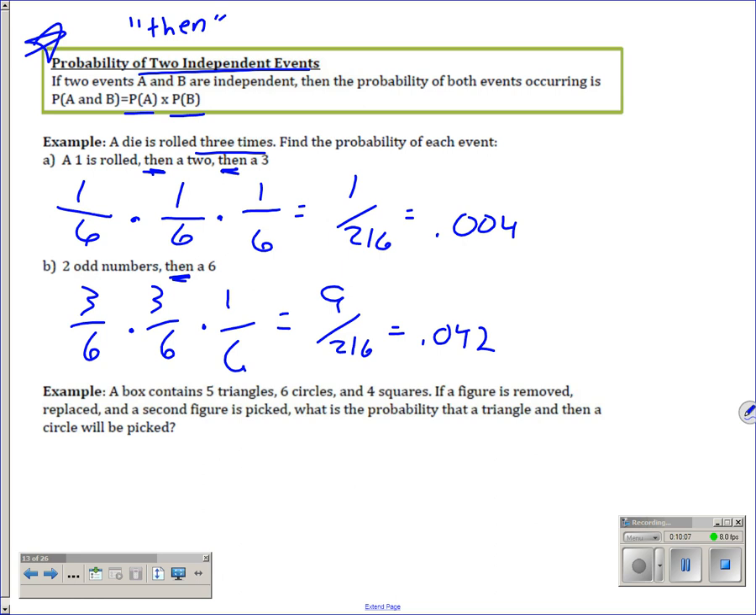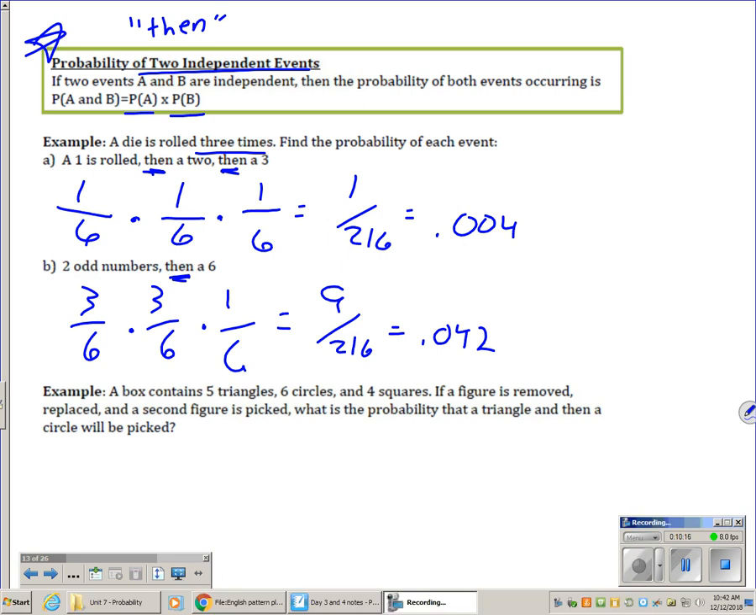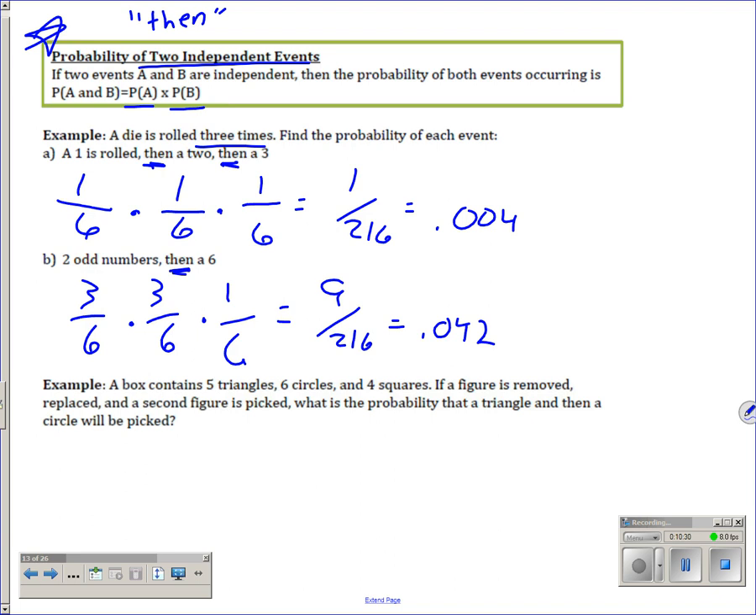Let's do a couple more problems with that. All right, so it says a box contains 5 triangles, 6 circles, and 4 squares. So this problem is starting off very similar to the one from our warm-up. But look at the wording. It says if a figure is removed, replaced, keyword is replaced, and a second figure is picked, what is the probability that a triangle, then a circle?